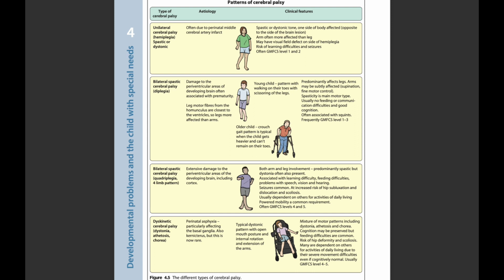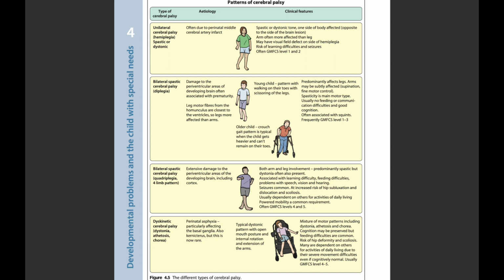Now the third one is bilateral spastic cerebral palsy, quadriplegia, a four-limb pattern. The etiology is extensive damage to the periventricular areas of the developing brain, including the cortex. Clinical features include both arm and leg involvement, predominantly spastic with dystonia often also present. Associated with learning difficulties, feeding difficulties, problems with speech, vision and hearing, seizures are common, and there is an increased risk of hip subluxation and dislocation, and scoliosis. Usually dependent on others for activities of daily living.